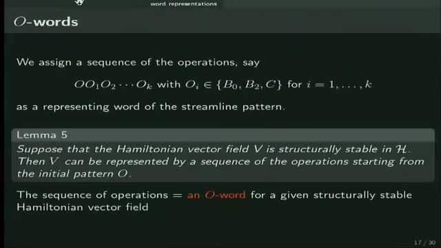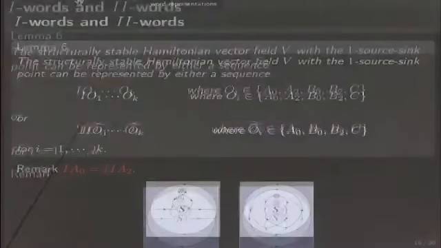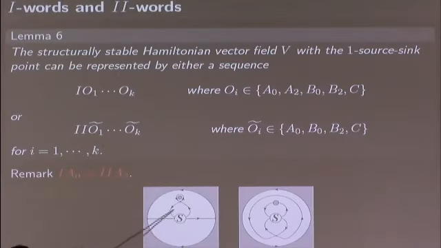Similarly, for a Hamiltonian vector field with one sink-source, we can obtain a sequence like this. This is one A0. This is two A2 like that, and so every structurally stable flow can be obtained by this operation.